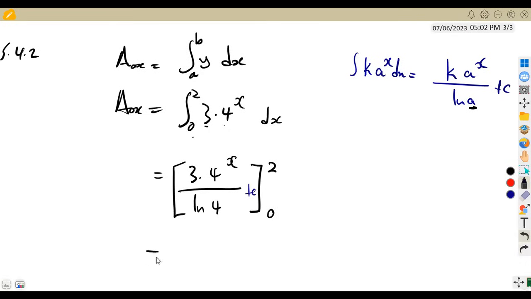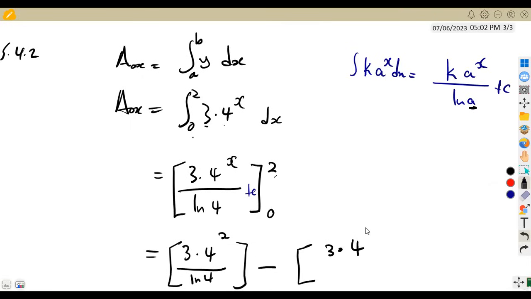So for our area, substitute upper limit minus lower limit. So this is 3 times 4 to the exponent of our upper limit, which is 2, so 4 to the exponent of 2 over the ln of 4. Here we've got our upper limit minus the lower limit, taken when x is 0. So this is 3 times 4 to the exponent of 0 over the ln of 4. So this is what you're going to have at the end.